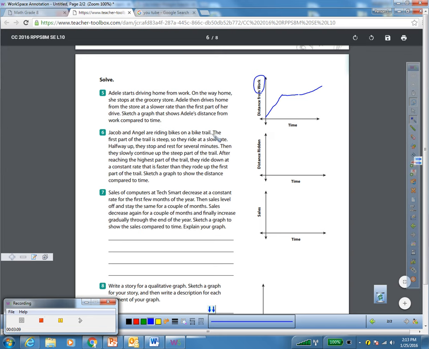Next, Jacob and Angel are riding bikes on a trail. The first part of the trail is steep, so they ride at a slow rate. Notice this distance written. I'd represent the slow rate as a gradual increase there. Going back to the story, they ride at a slow rate. Halfway up, they stop for a rest for several minutes. So about halfway, I'm going to stop for a rest for several minutes. So, flat line. Then they slowly continue up the steep part of the trail. So we're going to slowly continue up.